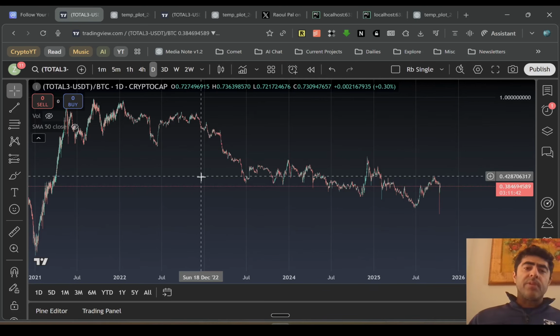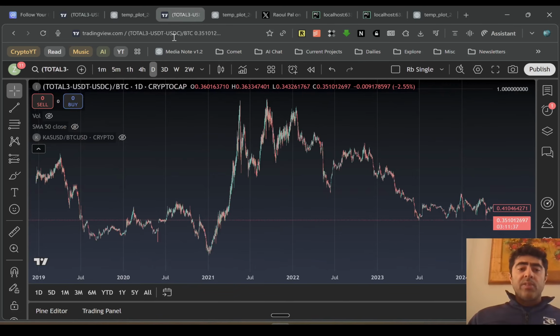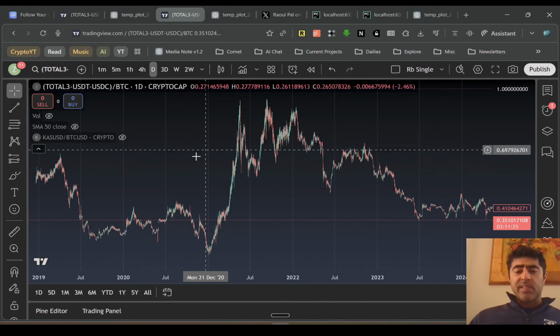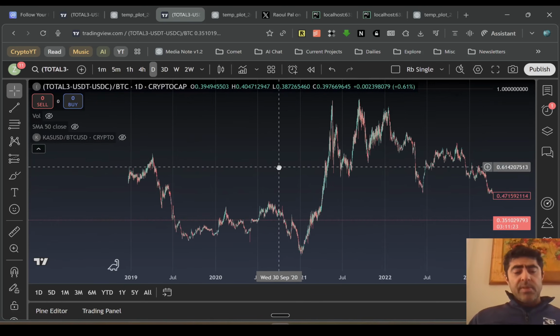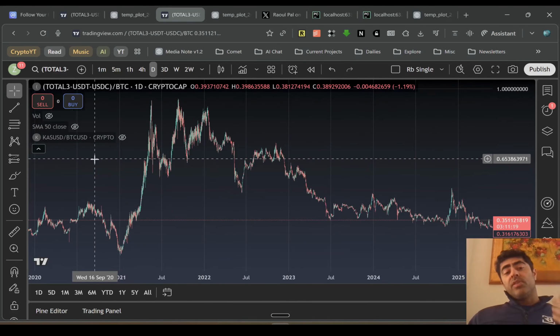A different way of looking at this is the same thing, but instead of just USDT, we also add USDC, because USDC I think is around 70 billion or so, and USDT is around 170 billion or so. I think those are rough numbers. So USDC is also significant, but USDC hasn't been around for quite so long. But you can also see these are measures of the altcoin market relative to Bitcoin.